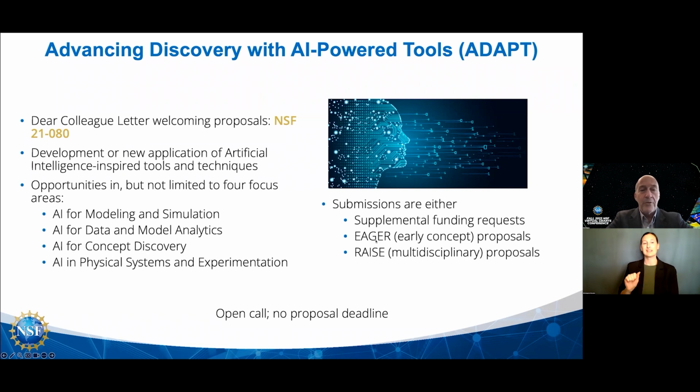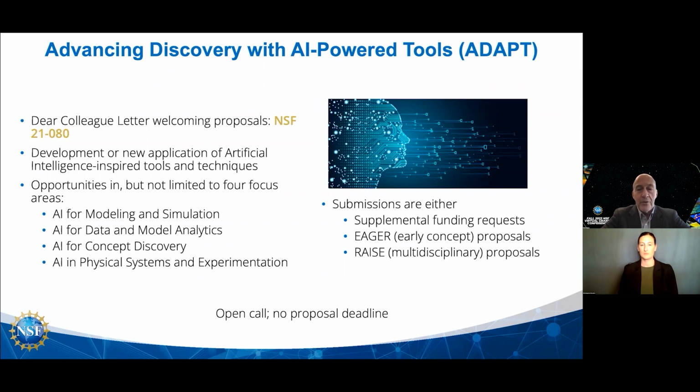So EAGER proposals are reviewed internally, and a recommendation is really just made pretty quickly by program directors. Then the award sizes are relatively small. And RAISE, so RAISE is Research Advanced by Interdisciplinary Science and Engineering. This is a funding mechanism for collaborative proposals.